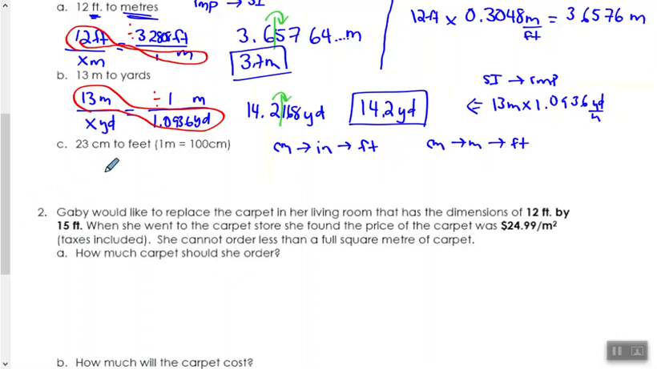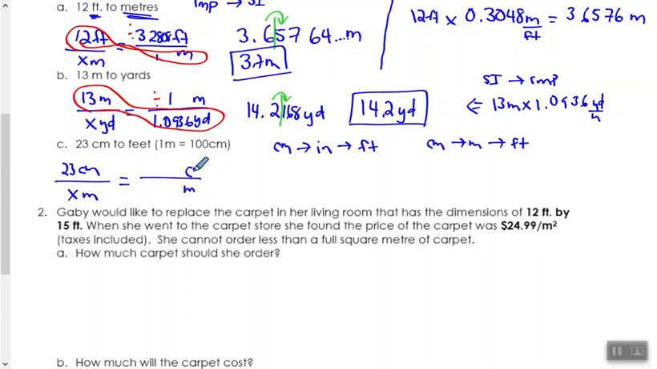So centimeters to meters. If I have 23 centimeters and I want to turn that into meters, well, if I wasn't sure, I could always set up a proportion.